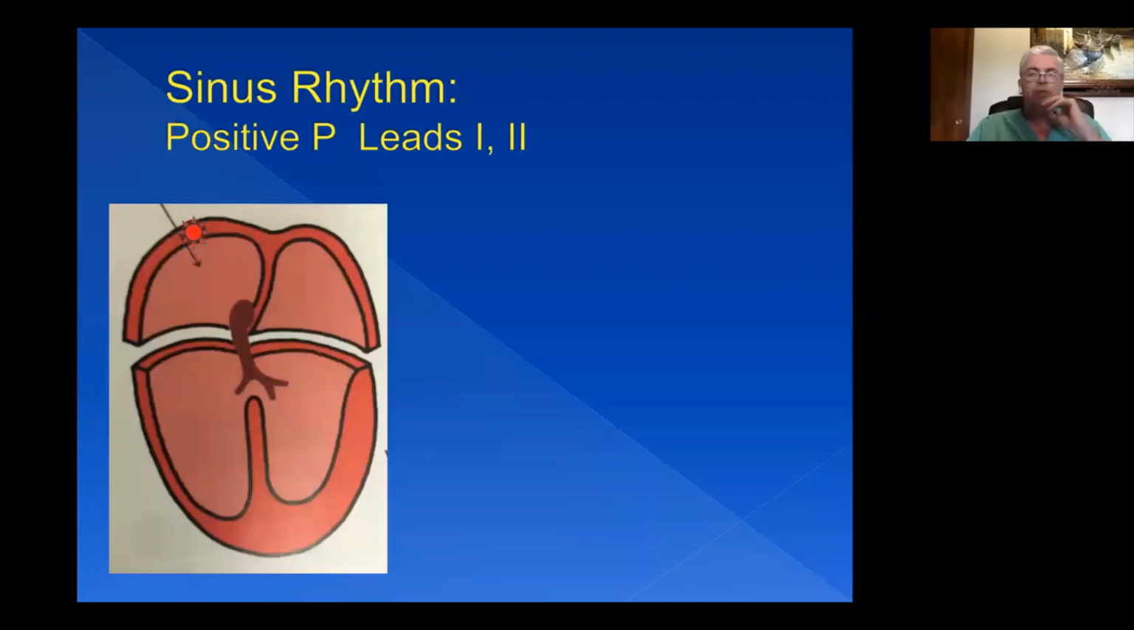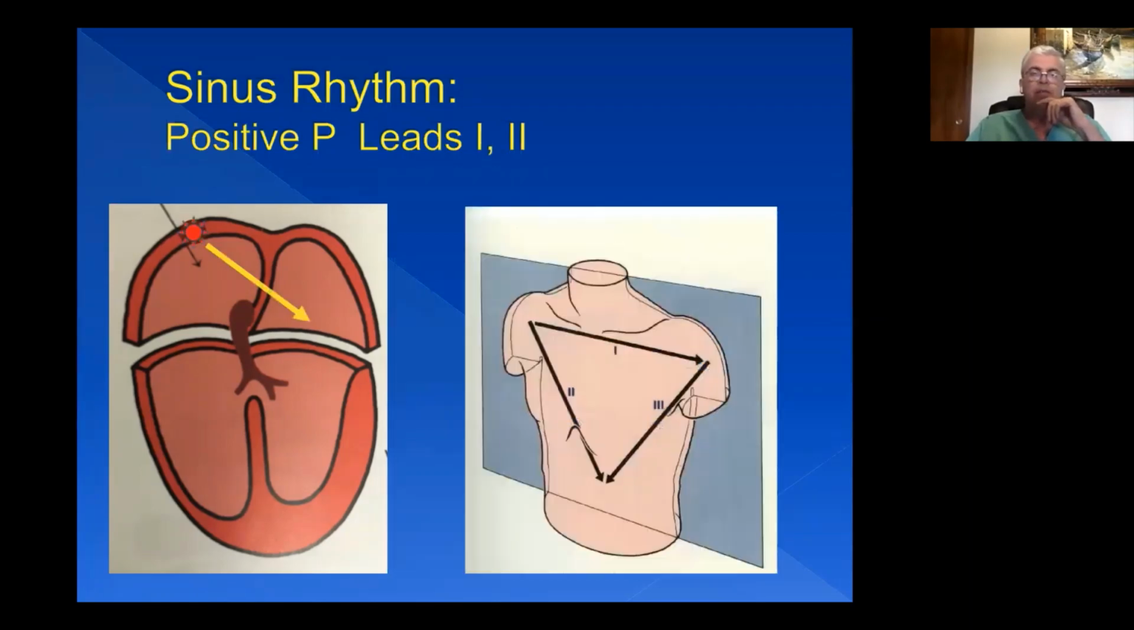So, supraventricular rhythm: sinus, atrial, or junctional. Sinus rhythm, again, I promise you all you need to look at is lead 1, 2, and V1. Sinus rhythm, the sinus node is located in the top of the right atrium. So the activation will be going from the right atrium to the left and from the top to the bottom.